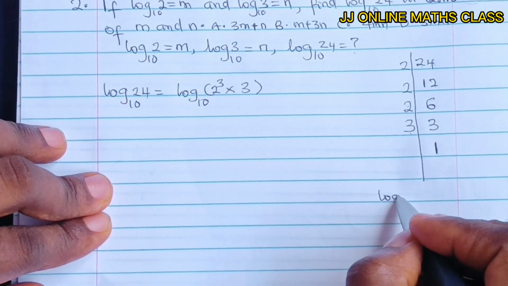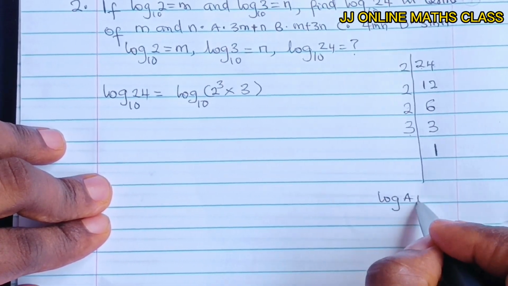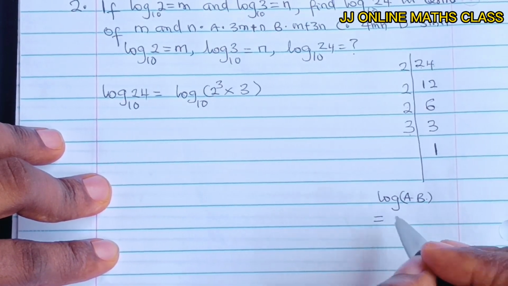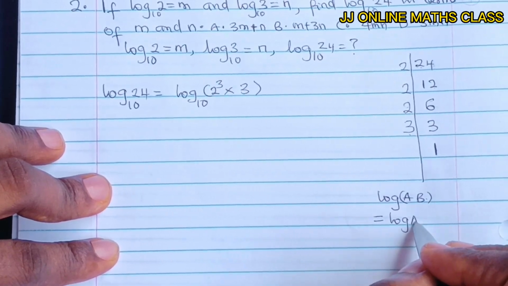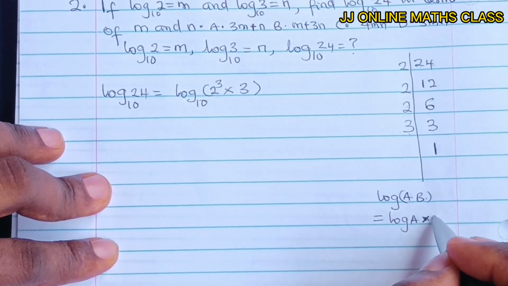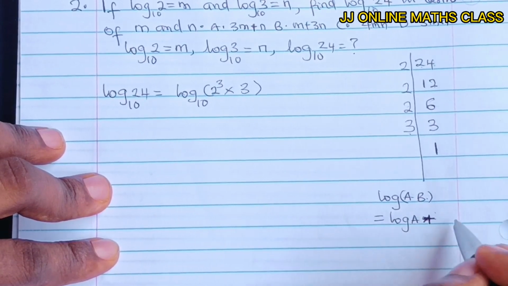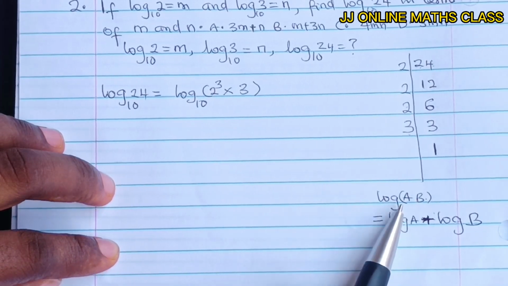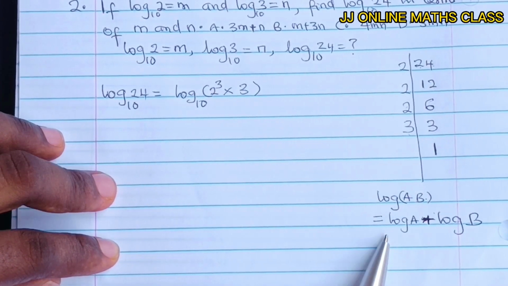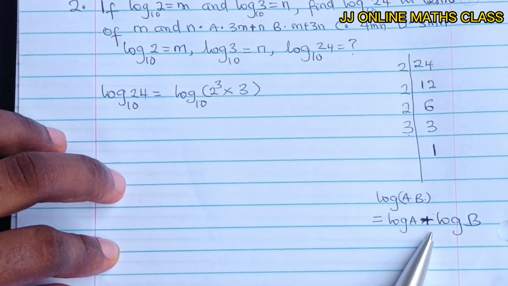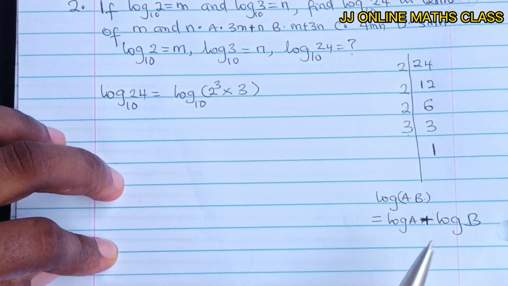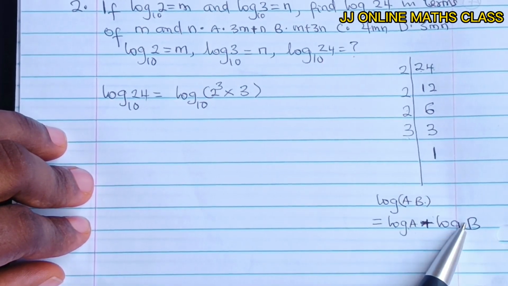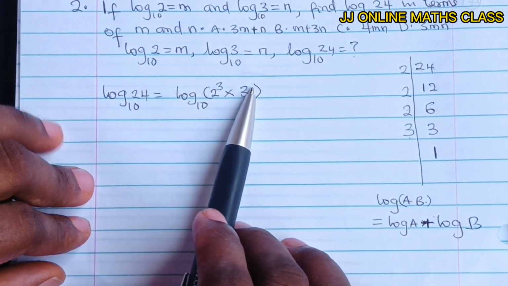log AB is the same thing as log A plus log B. Okay, that log A times B is equal to log A plus log B. Okay, now let's incorporate this into what we just did here.